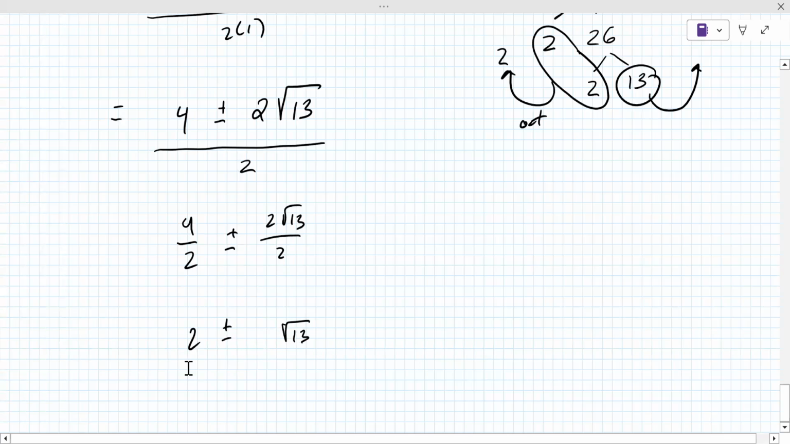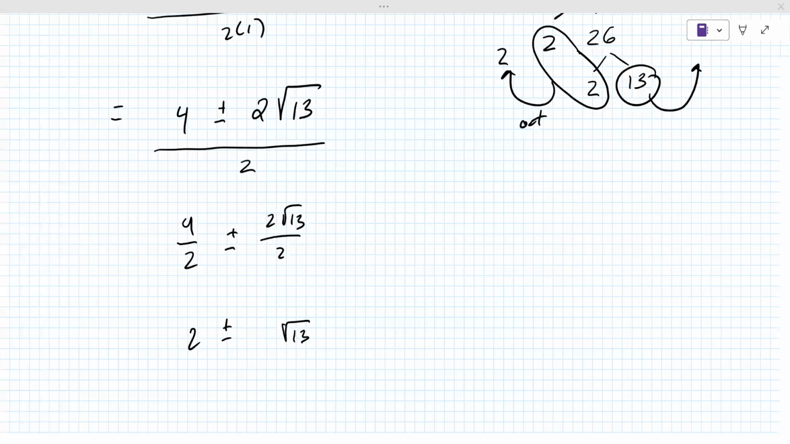That's what we expected. We already kind of knew what the answer would be because we've solved this problem previously. So let's look at number 7.